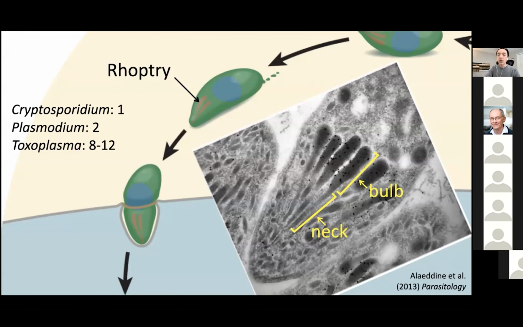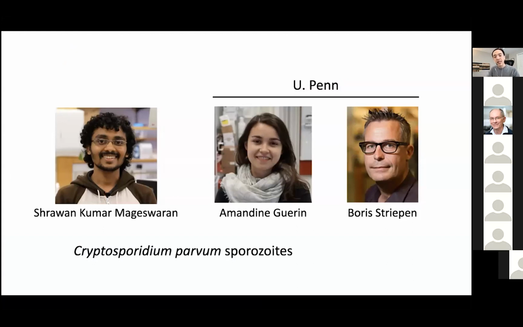For example, Cryptosporidium only has one rhoptry in each cell, Plasmodium has 2, and Toxoplasma sometimes can have more than 10 rhoptries per cell. So how different organisms coordinate and handle different numbers of rhoptries in each cell is also poorly understood. So we set out to study all those questions by applying cryo-ET on the apical region of this type of parasite.